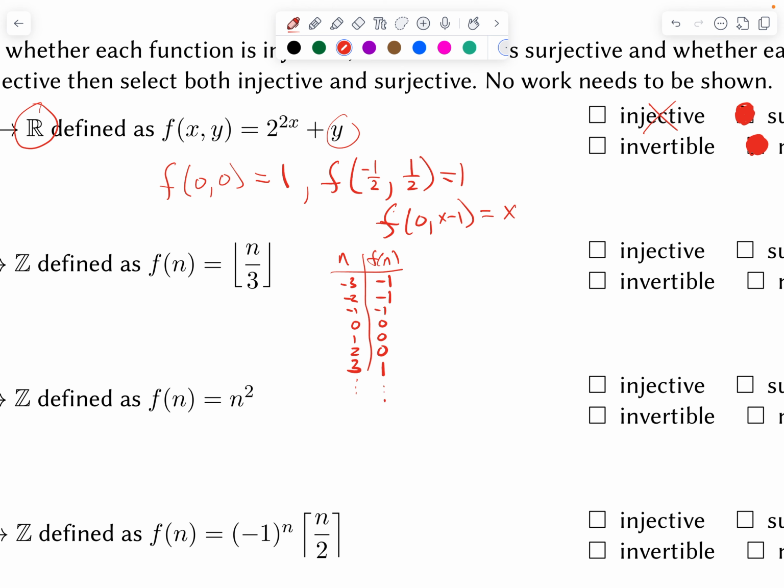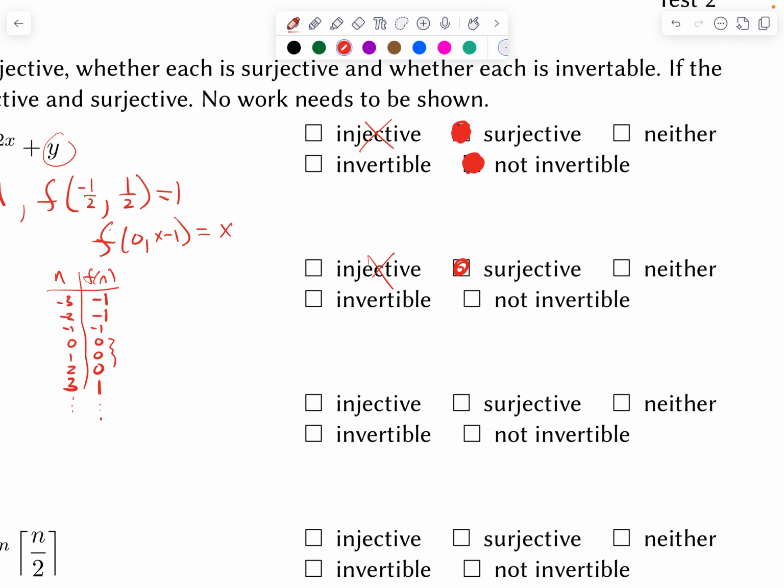So hopefully you can see here that you get these things in triples. This thing is not injective. But it is surjective, it's covering everything, and of course because it's not injective, it can't be invertible.